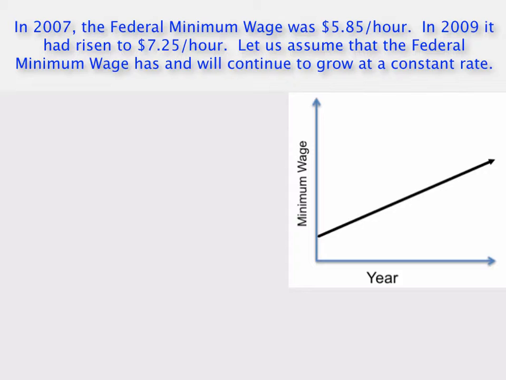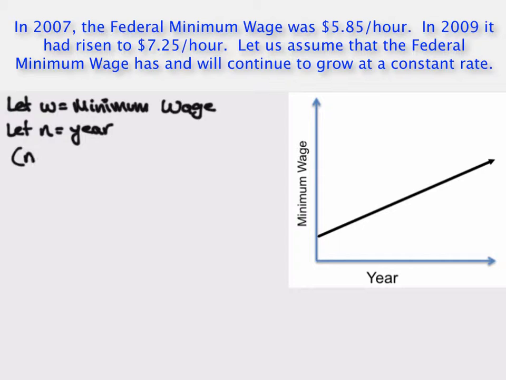Of course, first things first, let's define our variables. Let's let our independent variable be the year, and we'll give that the variable N. And let's let our dependent variable be the minimum wage, which we'll call W. So in this case, all our ordered pairs will be in the form N, W, or year, minimum wage.